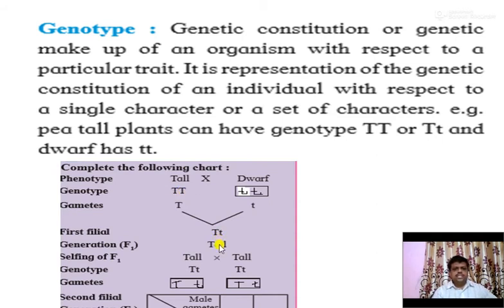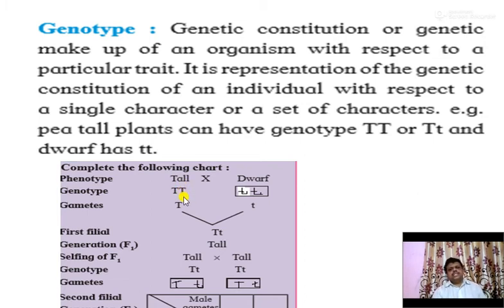In case of this tall, one is a dominant T and the second one is a recessive t. So this is not homozygous. This tall is homozygous while this one is heterozygous tall. So homozygous means it is an individual possessing similar alleles for a particular trait. Now this trait is tall. This individual possessing similar alleles for this particular trait is called homozygous.